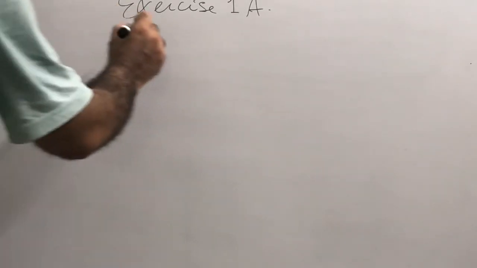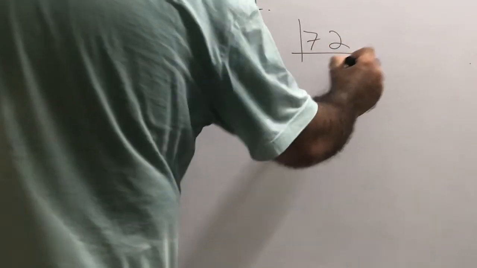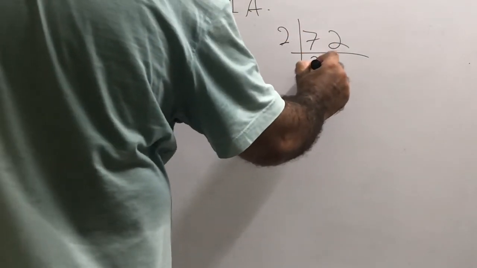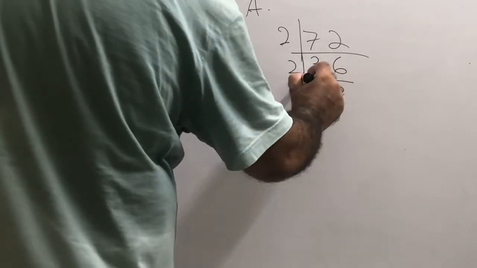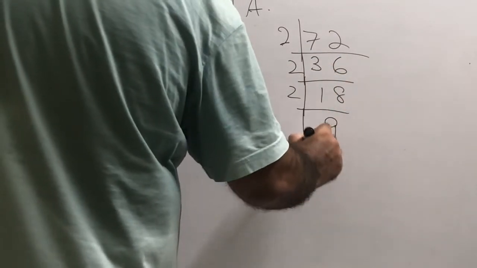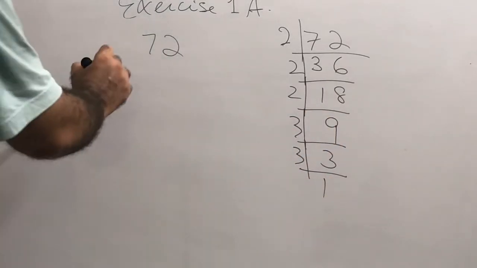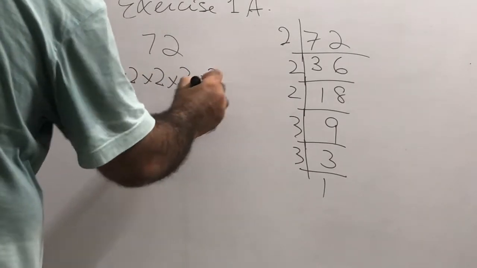Now we need to go for question number 2. It says we need to find the prime factorization and result should be in index notation. 72. You know that when we need to find prime factorization, we start dividing with 2. 2 3s are 6, 2 6s are 12, 2 8s are 16, 2 9s are 18, 3 3s are 9, 3 1s are 3. So its prime factorization is 2 into 2 into 2 into 3 into 3.